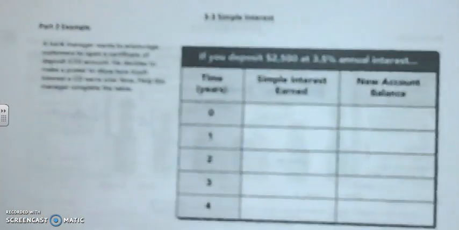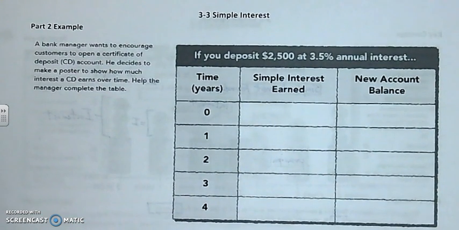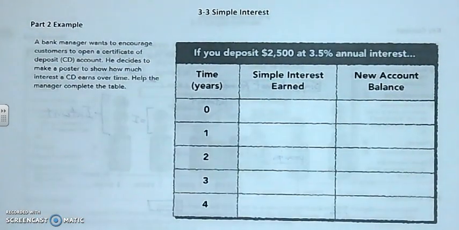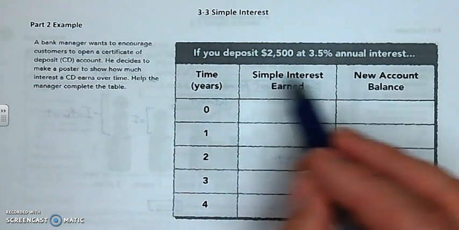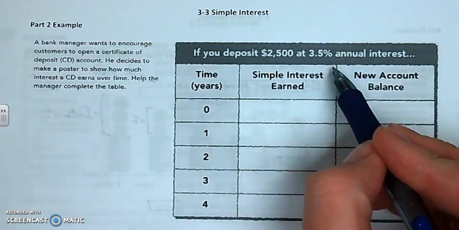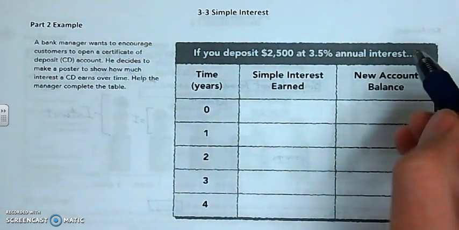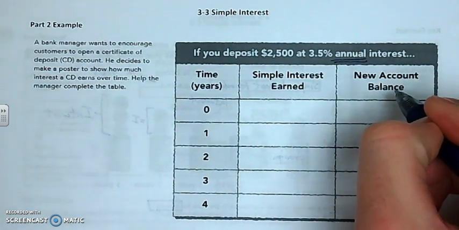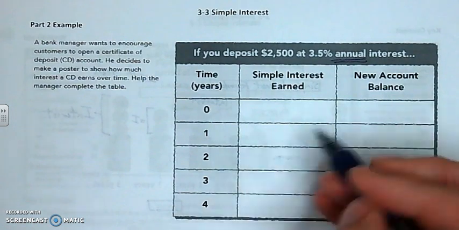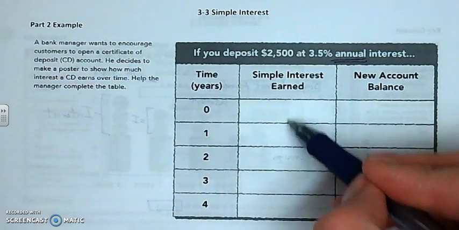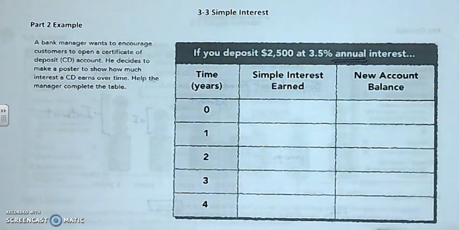Oh my, here we go. All right, a bank manager wants to encourage customers to open a CD, a certificate of deposit, and he makes this poster, and we have to essentially help him complete this table here. So he says, if you deposit $2,500 at 3.5% annual interest, that means interest earned every year, annually, that means every year, we have to fill this in. So time, after a certain number of years, how much simple interest will we have earned, and then what will the new account balance be?